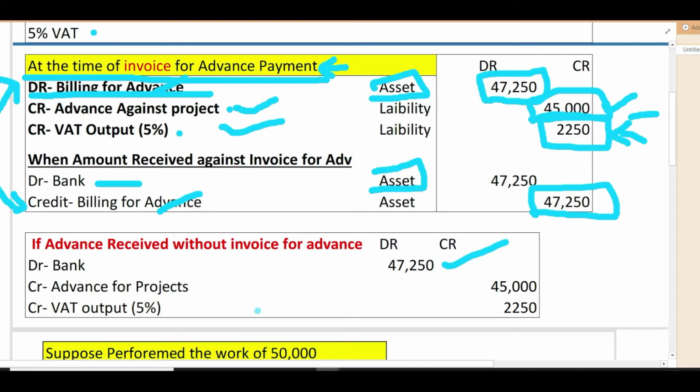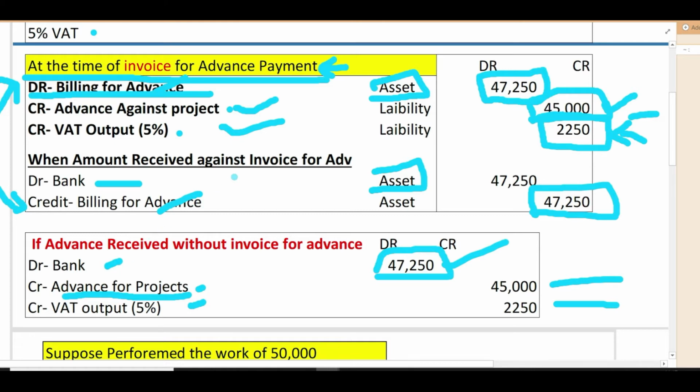Okay, now what you will do, debit your bank account 47,250 including the amount of VAT, and credit your advance for the project. Advance against project, you can name it, or you can name it unearned income, or you can name it advance income, and you will write the project name and VAT amount. So that's how it will be treated. This is your liability, this is your asset. All right, so this was the treatment of advance.